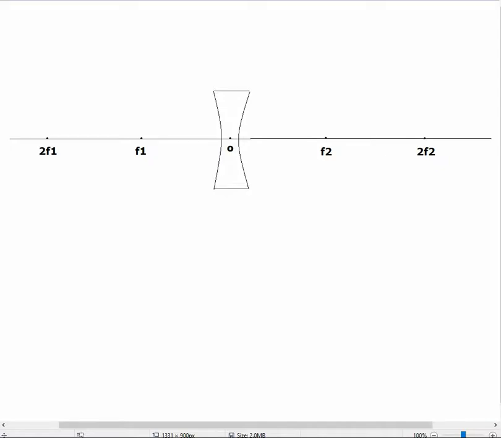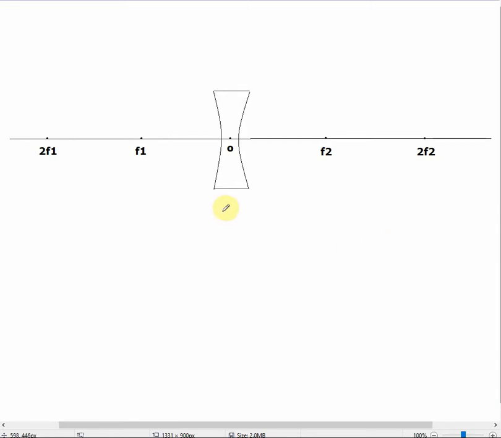Hello students, welcome to our Asian International School online tutorial class. Today in this class we will learn how to draw images in case of concave lens. Previously we have done convex lens, now we will do concave lens. Now we will place the object same as we placed in convex lens. So let's start.